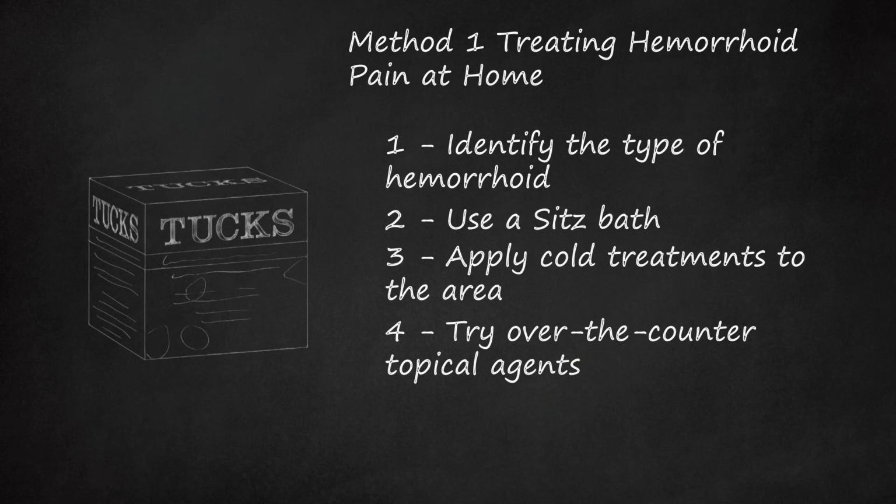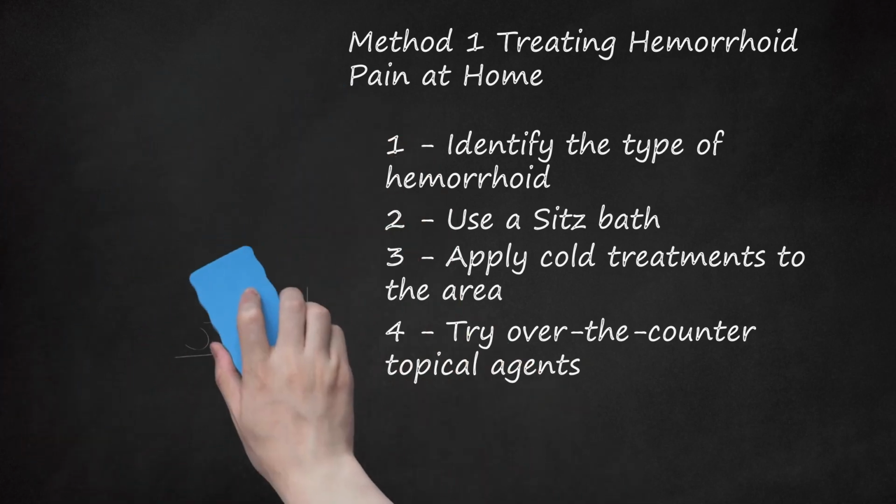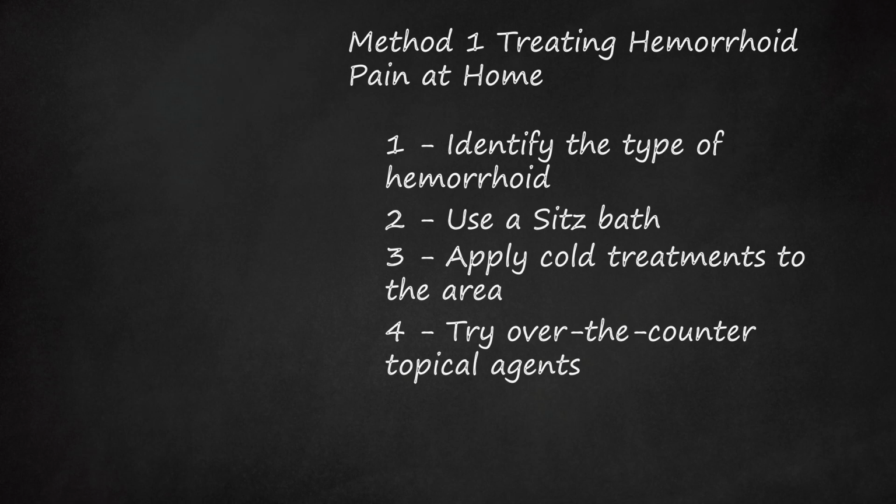Hydrocortisone is a potent anti-inflammatory agent that can help ease the pain and itching of hemorrhoids. Topical steroids such as hydrocortisone should not be used for more than 1 week as they can lead to atrophy, or thinning, of the skin in the anal area. Pramoxine, available OTC and by prescription, is another topical anesthetic used to treat hemorrhoids.